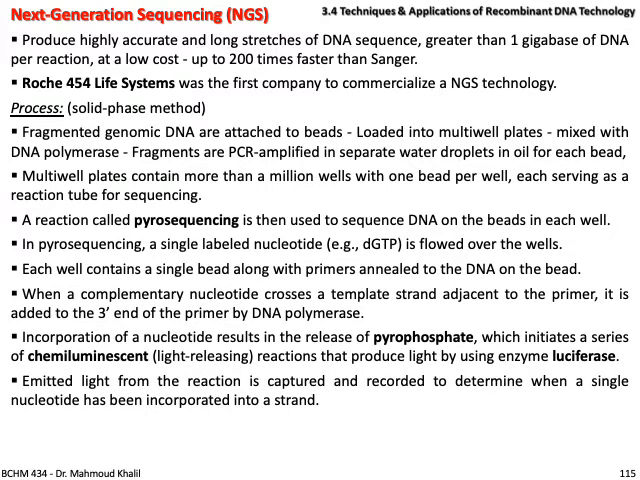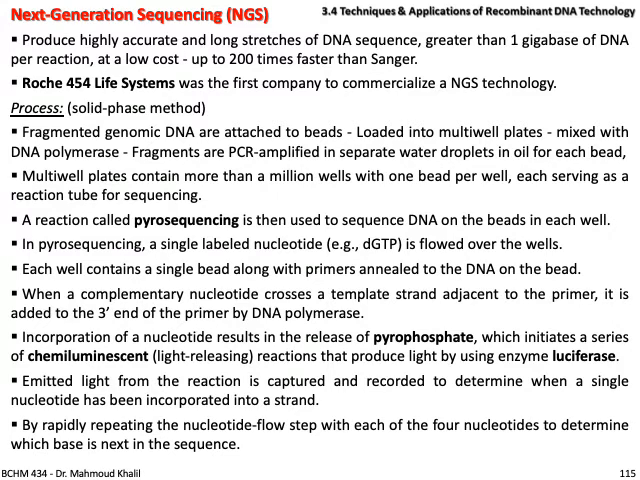This emitted light from the reaction is captured and recorded to determine when a single nucleotide has been incorporated into a strand. By rapidly repeating this nucleotide flow, so they flow the nucleotides one at a time. If this nucleotide is complementary, it will bind, it will emit a signal. This signal, its color, will tell us from the detector which type of nucleotide.